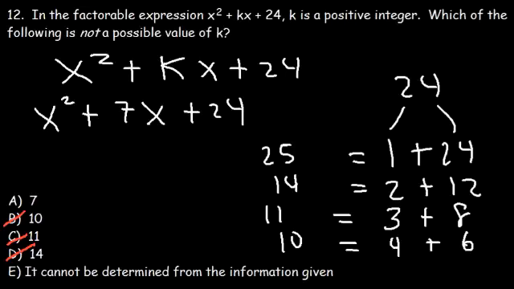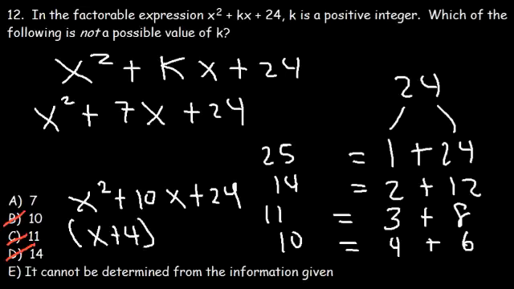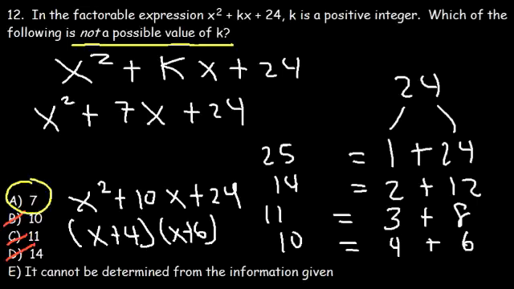If k was 10, we could factor this expression. X squared plus 10x plus 24 would be equal to x plus 4 times x plus 6. And so that's why 10 is not the answer. And because there's no two numbers that multiply to 24 but add to 7, therefore 7 is not a possible value of k. And so answer choice A is the right answer for this problem.